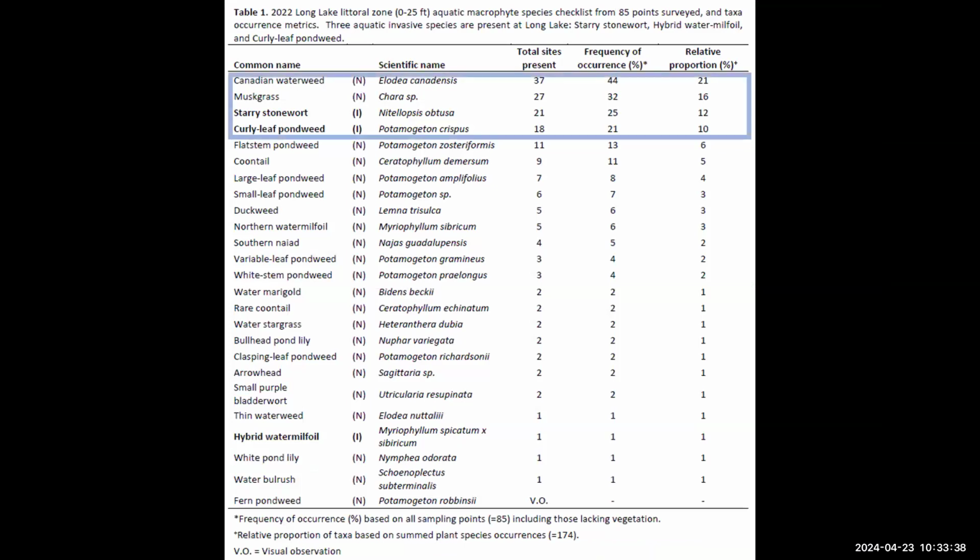And you can see if you look at the top 4 species here, number 1 and 2 were Elodea canadensis and Chara, native species. But of the top 4, 2 of the top 4 most frequently encountered were aquatic invasives. So that is useful for our stakeholders, that they can look at these and really come to the conclusion, yep, invasives are prevalent in this particular water body.